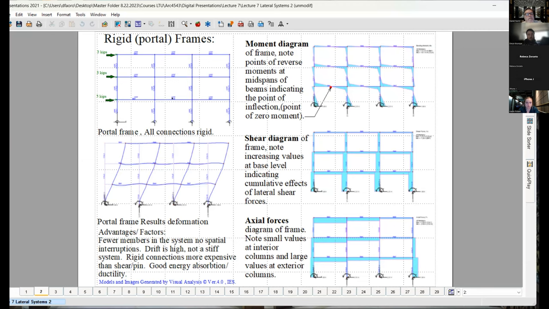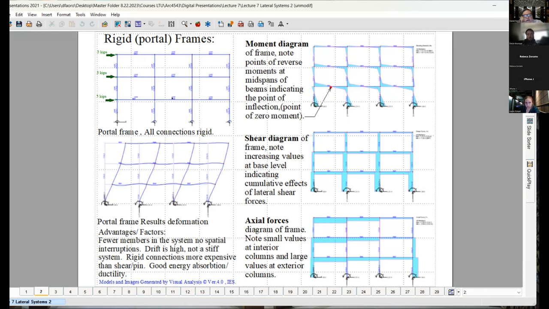So on the upper left-hand side, you have a rigid portal frame. All the connections between beams and columns are rigid. You've got three kips as a lateral force. The frame distortion would be what you see on the lower left, right? Everybody sees the frame is distorting to the right-hand side. This is a finite element analysis program, and these distortions are exaggerated. Usually there's a magnification factor of 20 so that they can be seen.